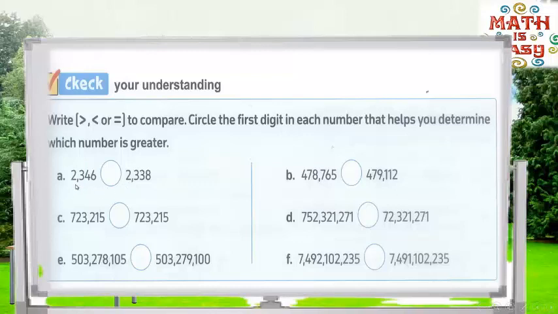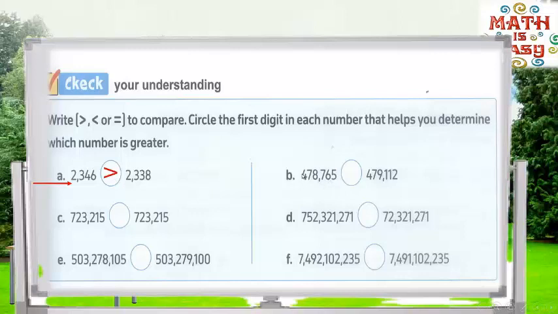Now we said start from the left side when you compare. In thousands, here we have 2 and here we have 2. They are equal. Go to the next place. In hundreds, we have 3 and here we have 3. But in the tens place we have 4 and here in the tens place we have 3. So the first number is more than the second number.